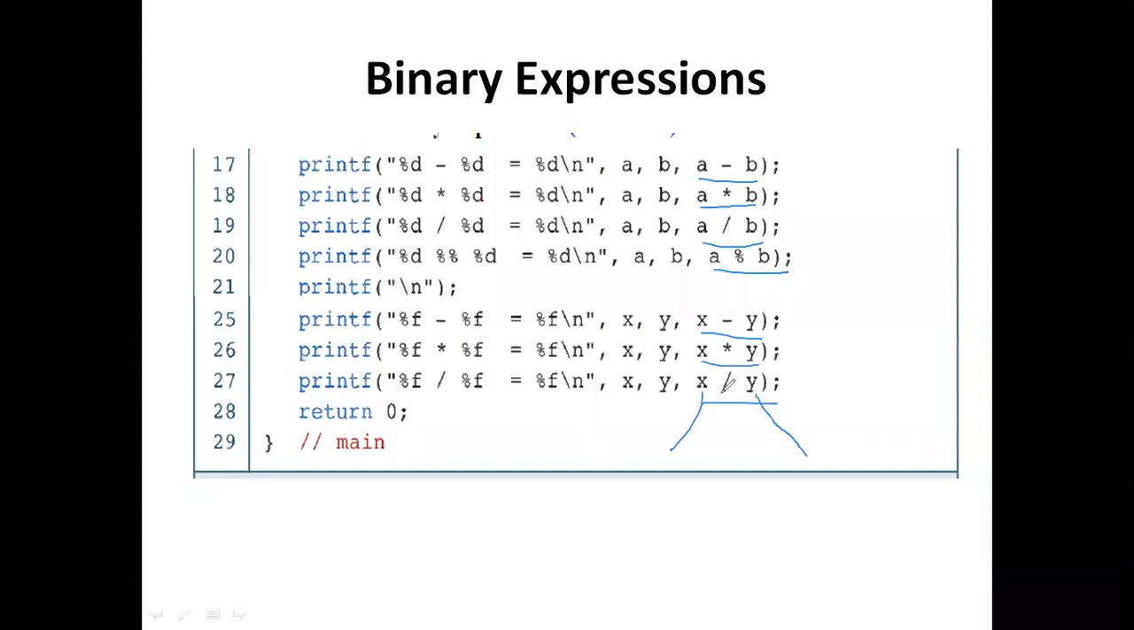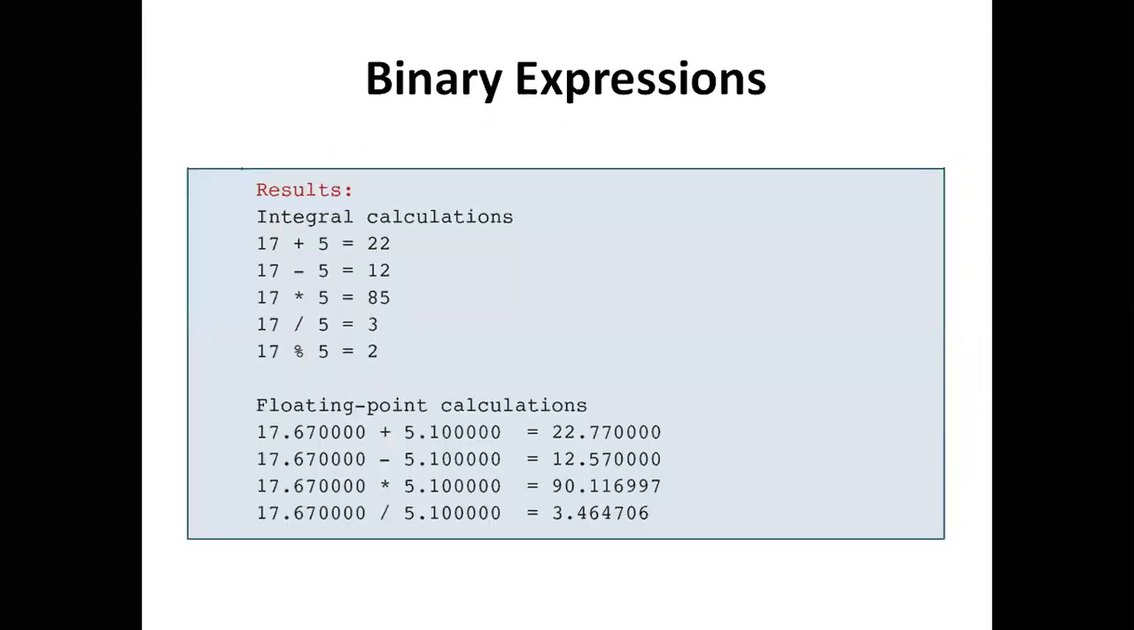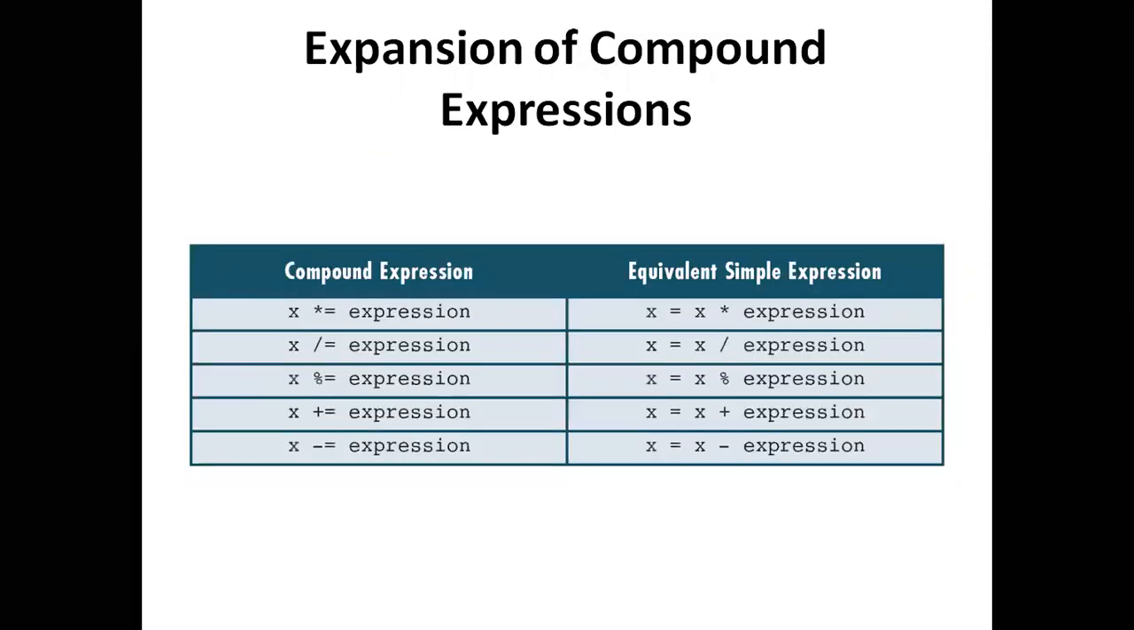These are the operands, and these are the operators. If you write in this manner, this type of expression is called a binary expression. Next, the other kind of expression: compound expressions.